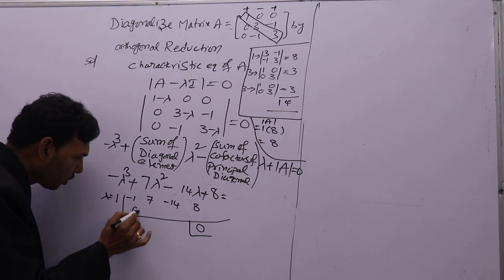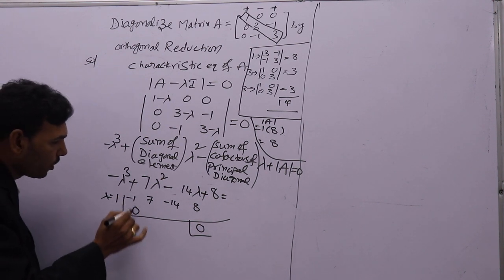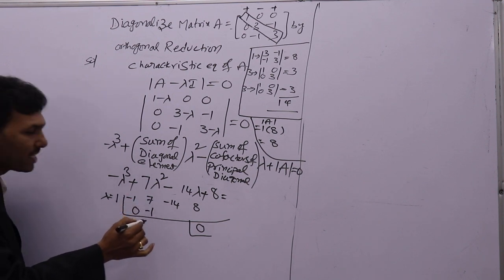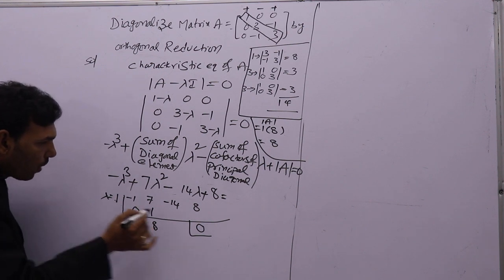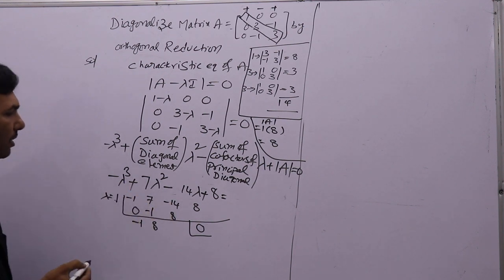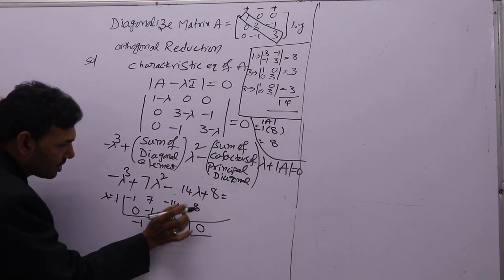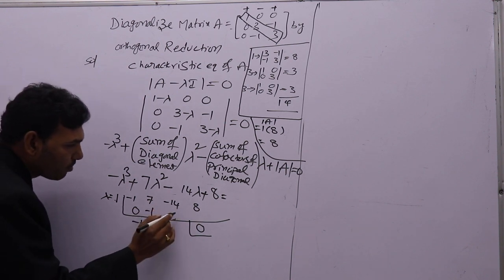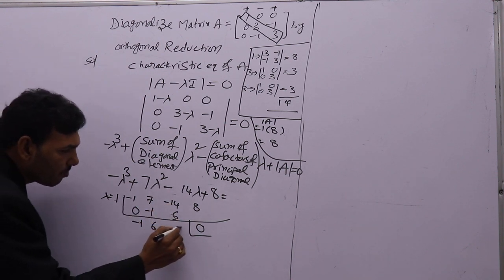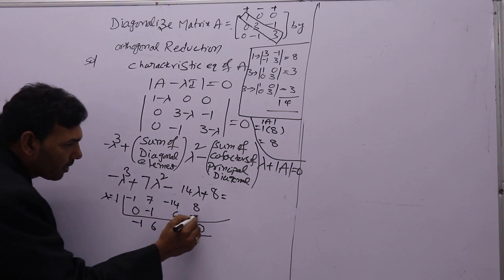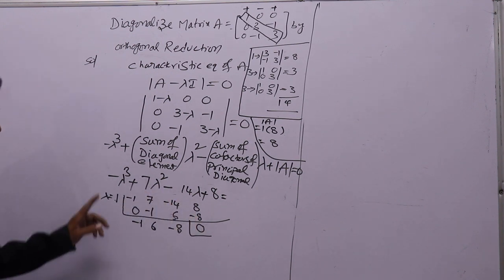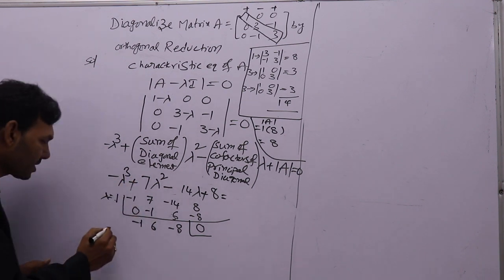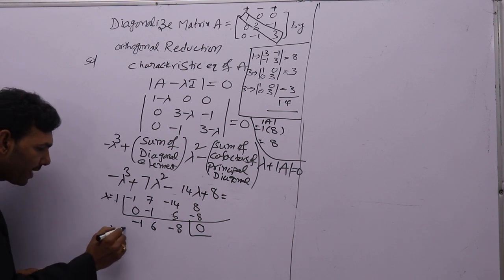First write here 0, add these two, minus 1 plus 0, minus 1, minus 1 into 1, minus 1. 7 minus 1, 8. 8 into 1, 8. Minus 14 plus 8, you get minus 6. Minus 6 into 1, minus 6. 8 minus 6, 2. Hmm, continuing the process, the end result becomes 0. Then lambda equal to 1 is one root. Next, the remaining 2 roots we need to calculate like this. This is the root. If you write like this, that is the factor.